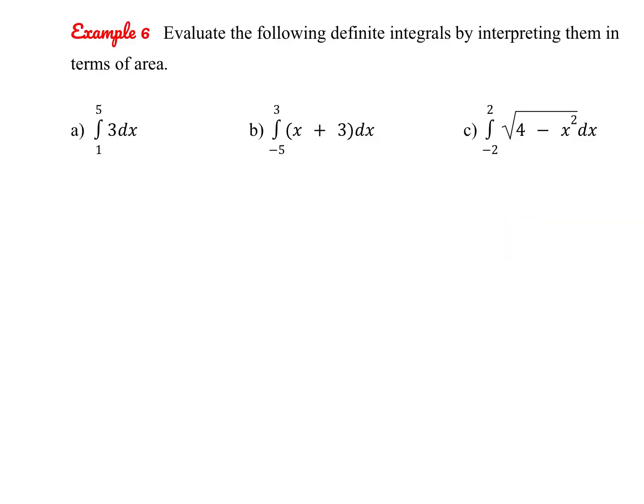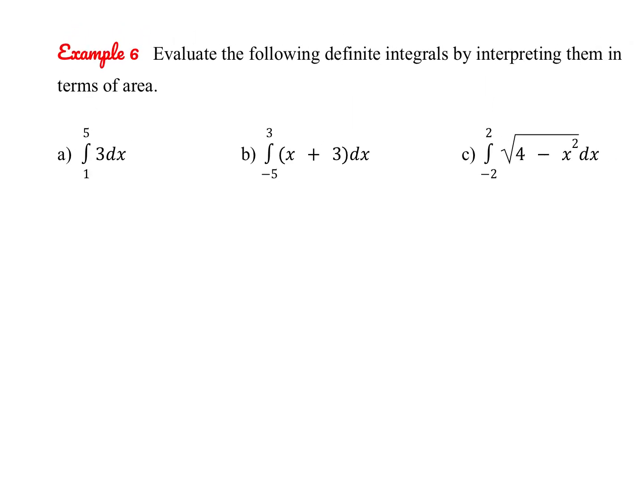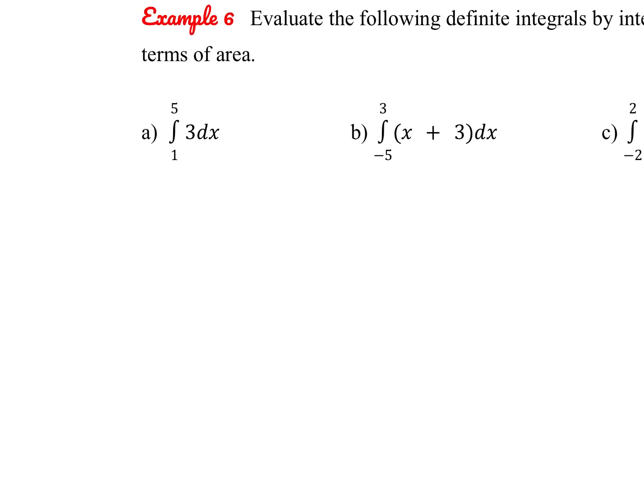So now we're actually going to try to calculate some of these definite integrals, and we're going to do this by interpreting them in terms of area. So let's look at this first example. We want the area under the curve y equals 3, so it's just a constant function, from 1 to 5. So for this, we can sketch it out. Again, our function is just y equals 3, so it looks just like this. Here's our curve. It's just a horizontal line.